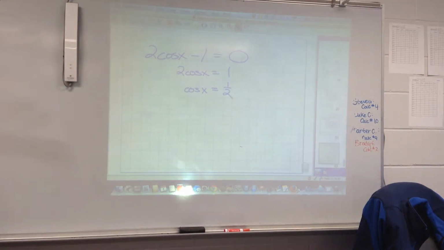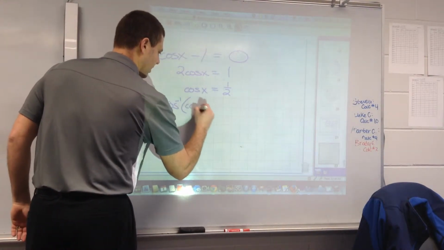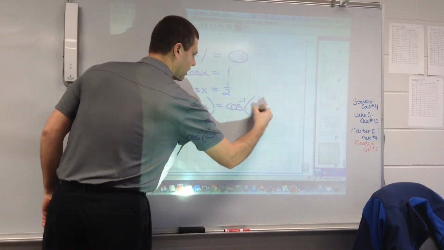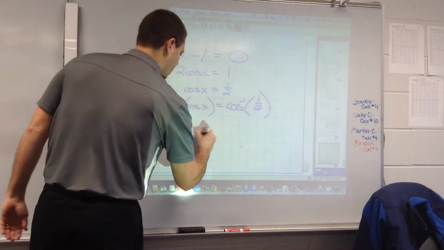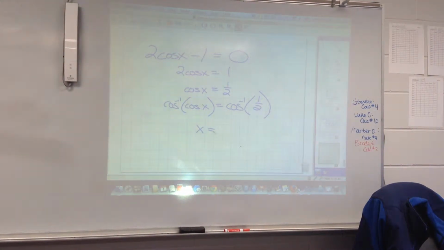And then you do inverse cosine. Inverse cosine both sides. Okay? So inverse cosine the left side, and inverse cosine the right side. What does that do to the left side? Takes out the cosine, gets x by itself, right? Now on the right side, the inverse cosine of a half. 60. 60, is that it?